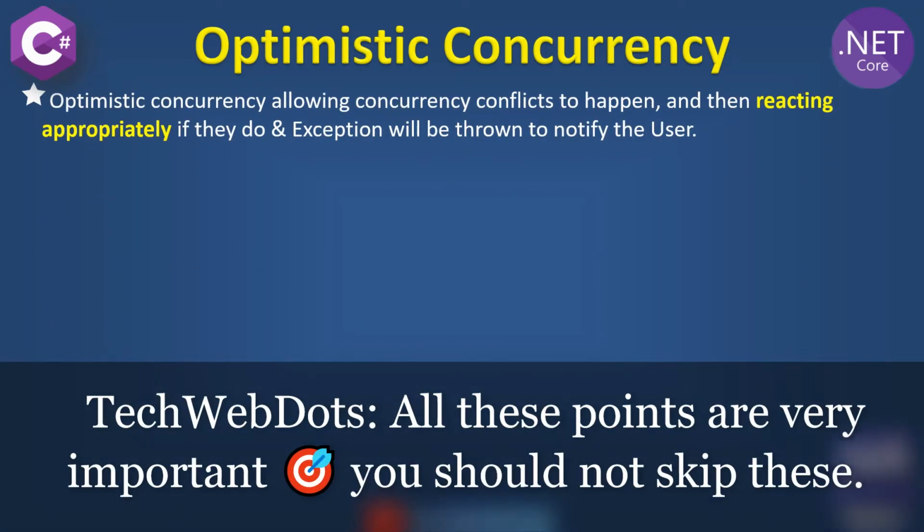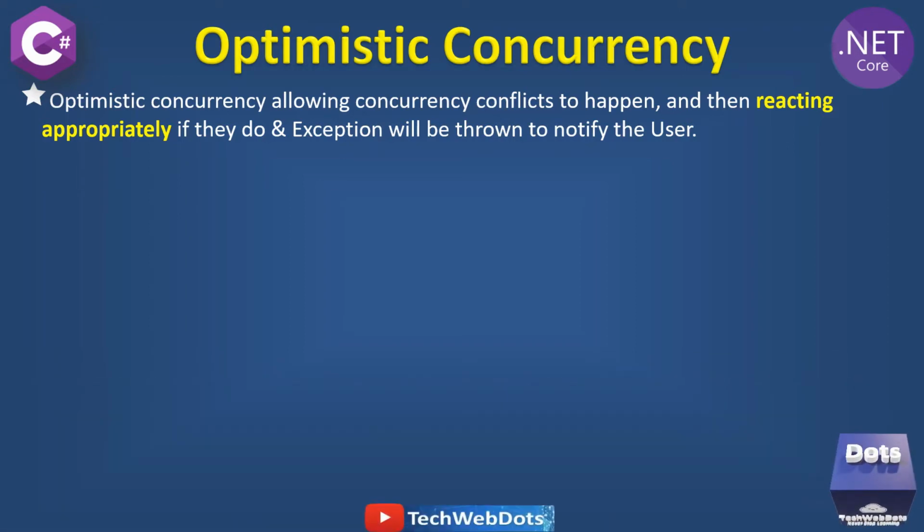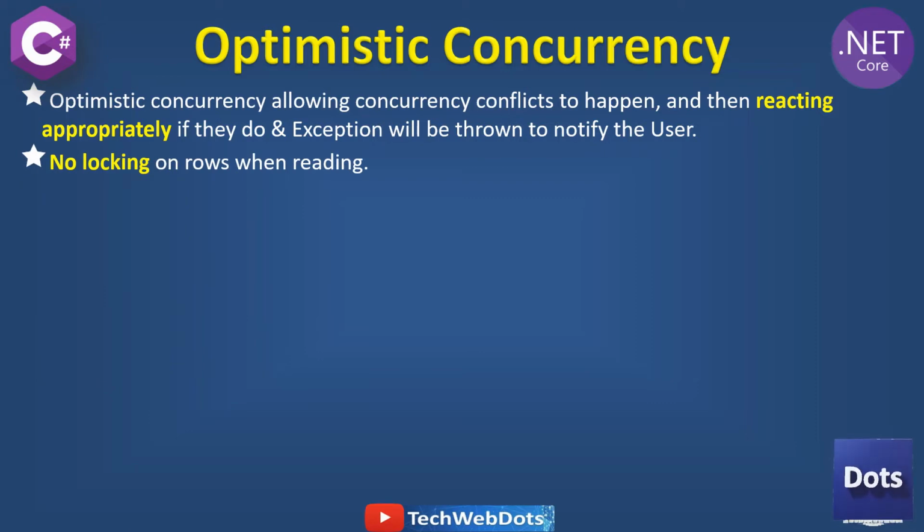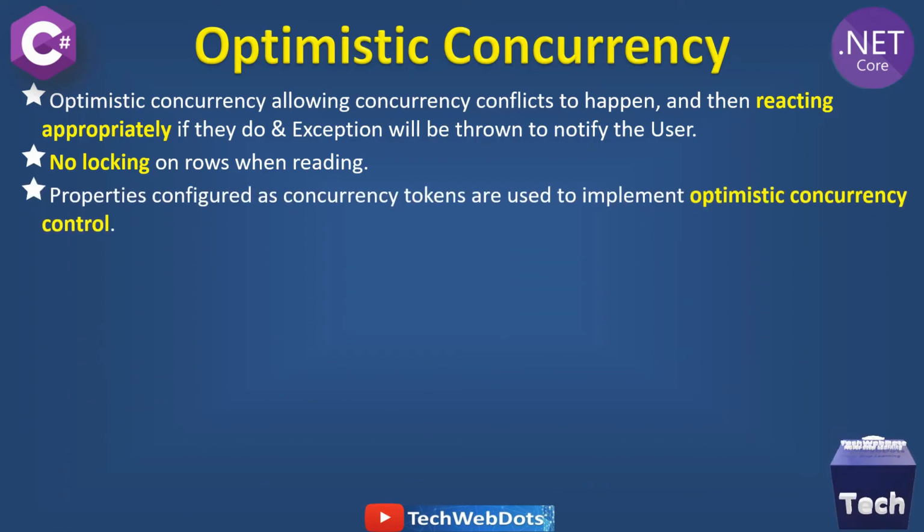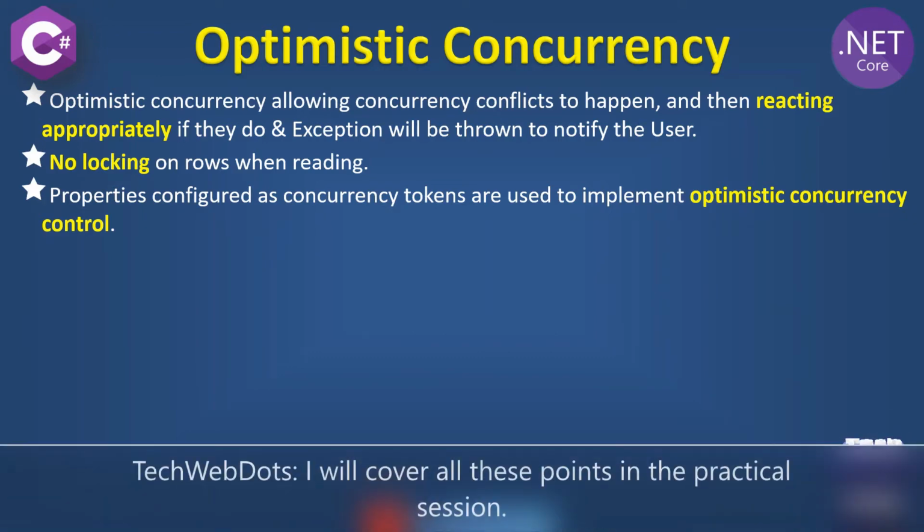Optimistic concurrency allows concurrency conflicts to happen and then reacts appropriately if they do. What that really means is, if two users want to update the same record, then a conflict will happen, and at that time we will decide what we need to do. Either an exception will be thrown to notify the user, or we can handle it behind the scenes. The most important part of optimistic concurrency is that no locking is applied on the rows when we are reading, and properties configured as concurrency tokens are used to implement optimistic concurrency.